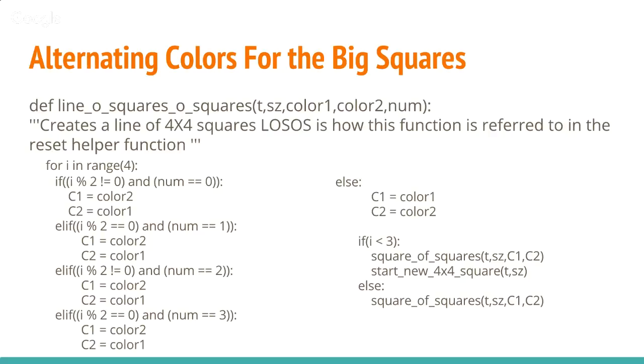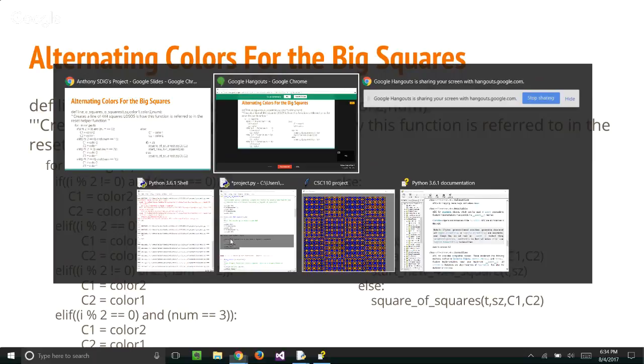And then it just goes on: I modulus 2 not equal to 0, but num equals the value of 2. This is the color pattern. And then another else if, I modulus 2 equals 0 and num equals 3, this is the color pattern. Else, we just do this color pattern here. And then inside of this, it was just the if I is less than 3 pattern, that way the start new 4x4 squares reset is not called on the fourth iteration of this particular for loop. All right, let's go ahead and take a look at the pattern itself.